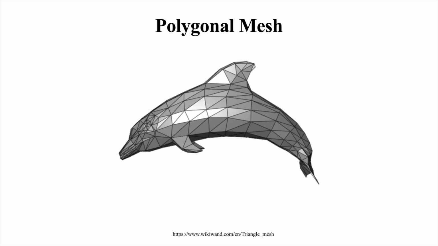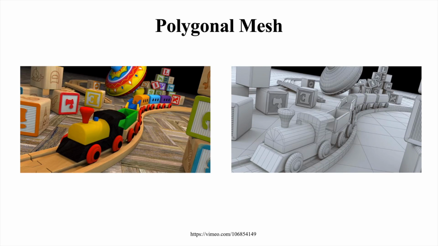Before the work of this paper, all prior methods learned the shape indirectly. We know that to represent a 3D object, the most common way is to use polygonal mesh. So what is a polygonal mesh? A polygonal mesh is a mesh which is comprised of polygons, as you can tell from its name. And as you can see in this picture, if people want to represent a 3D dolphin, then they will use a dolphin-like mesh. And if people want to represent a 3D train, then they will use a train-like mesh.